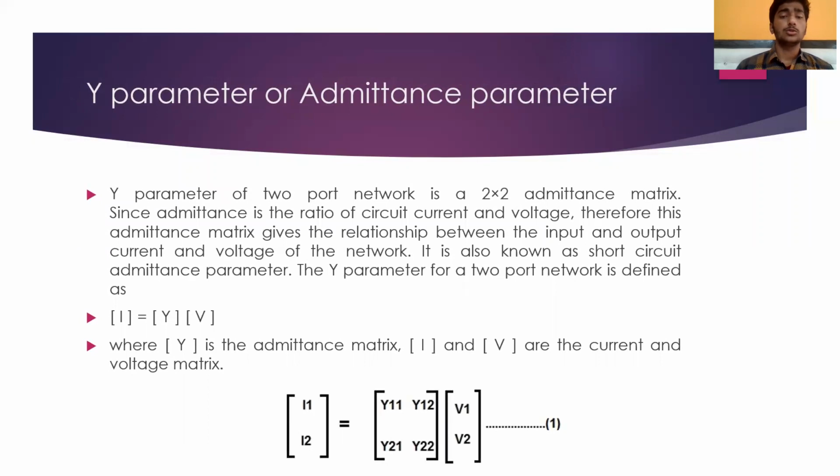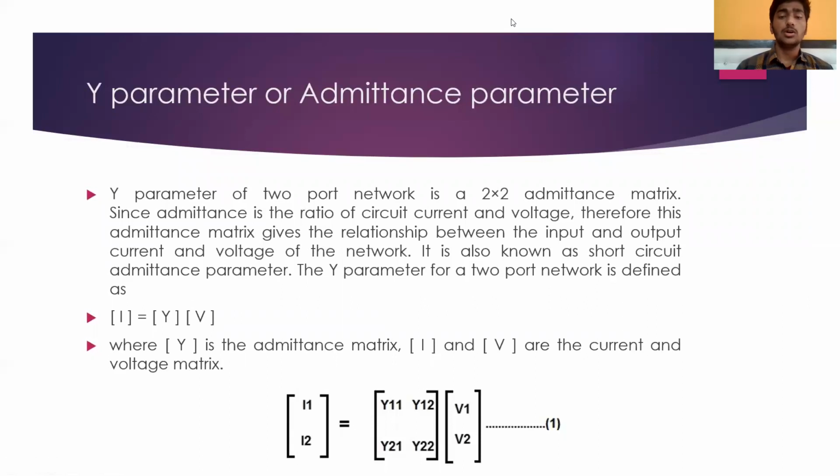Y parameter of two-port networks is a 2x2 admittance matrix. Since admittance is a ratio of circuit current and voltage, this admittance matrix gives a relationship between the input and output current and voltage of the network. It is also known as short circuit admittance parameter.